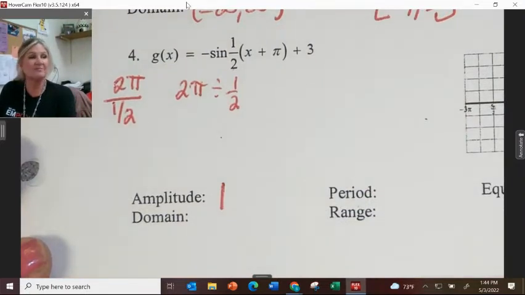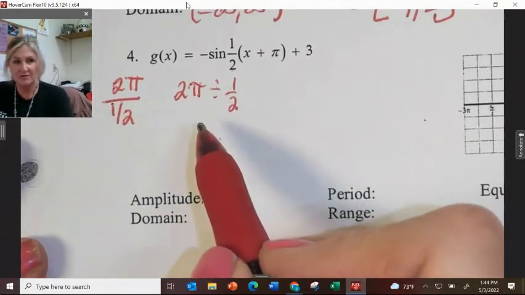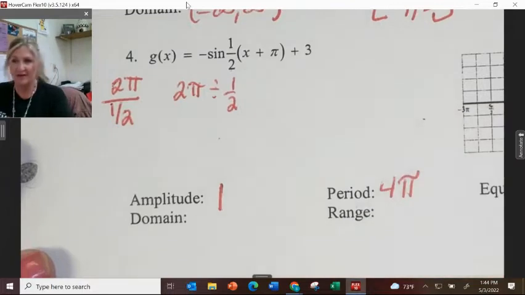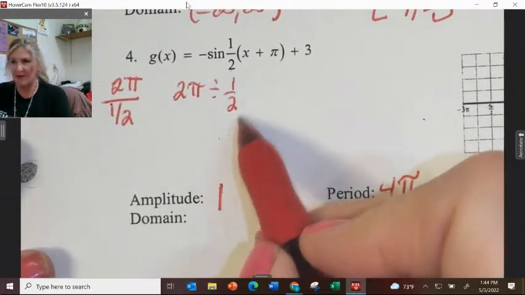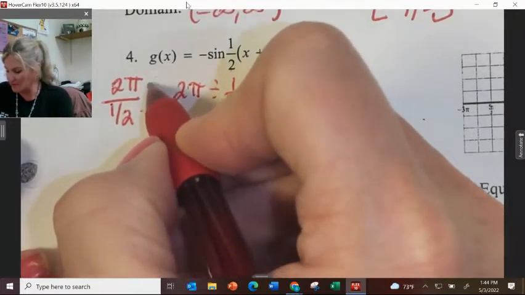What is 2 pi divided by 1/2? I have to multiply by the reciprocal. So it's going to be 4 pi is going to be the period. Or back here, I could have noticed just multiply this by 2 and this by 2.